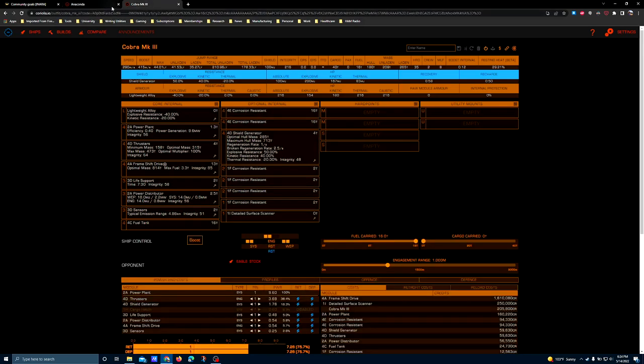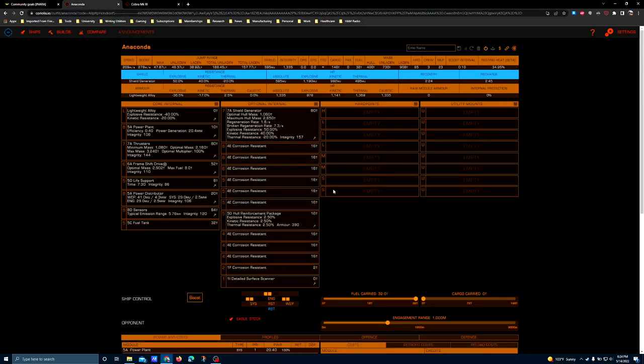and the Cobra 3. The Anaconda, for sheer volume of cargo that it can transport, I've got all size 4s in here, and it gets up to 146. If you're one of those commanders who has a size 5 or a size 6 corrosion rack, you can put it in here and get even more capacity. It slots in nice and easy. There's not a whole lot of planning or strategy around it on this particular build.